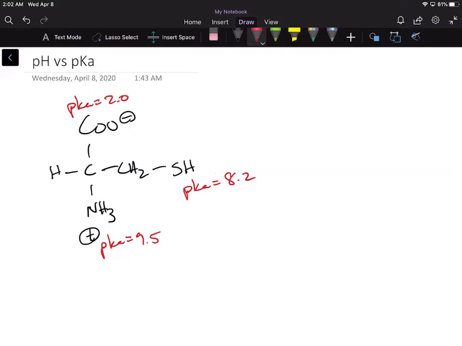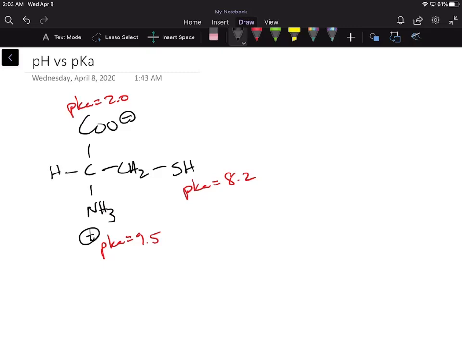The NH3 group has a pKa of 9.5. The thiol group has a pKa of 8.2. So it's specific to whatever functional group you are looking at. And just because you have two carboxyl groups doesn't mean it has the same pKa. So the pKa can vary based on other factors, which is outside of the scope of this class, such as the charge of the atom, resonance effects, inductive effects, orbital effects, stuff like that, but that's more OChem.